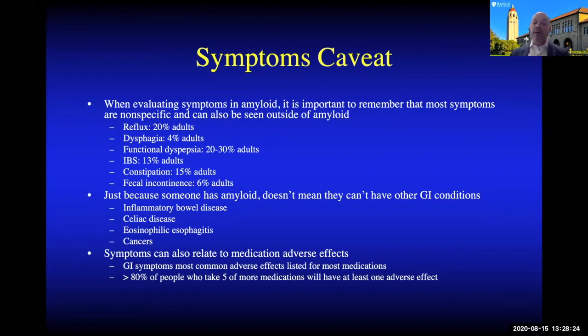And then third, with a lot of the medications which are used, some of the most common adverse effects which tend to be seen are often GI in nature. And so if you look at most of the meds which are in use, nausea is one of the most commonly seen adverse effects across the board. And they've done studies that show that if someone takes more than 5 meds at any time, 80% of them will have at least one adverse effect associated with a med or also combination of medications.